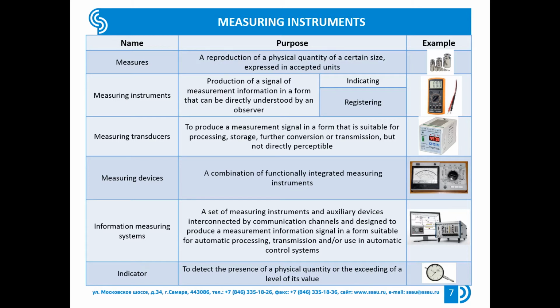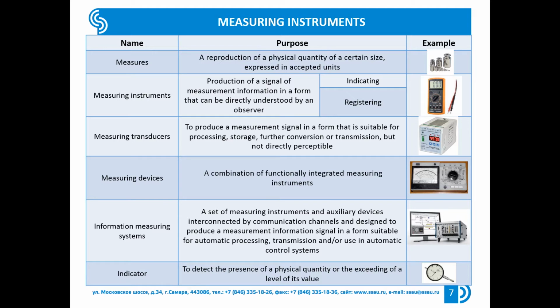A measuring instrument is a measuring device designed to produce a signal of measurement information in a form that can be directly understood by an observer. Measuring instruments are divided into indicating and registering instruments. In indicating instruments, values are read out on a scale or a digital display. Recording instruments record information in any form or in a memory device. Measuring instruments can perform various transformations of the measured value, its integration in time or another independent variable.